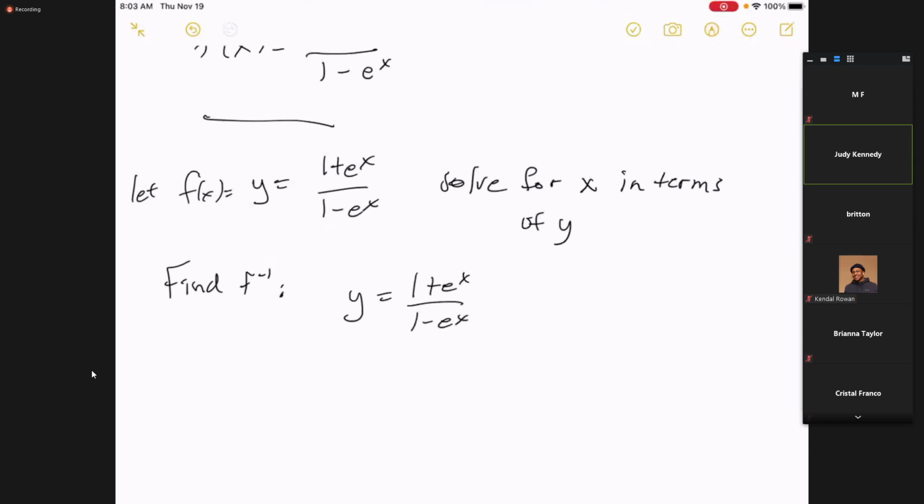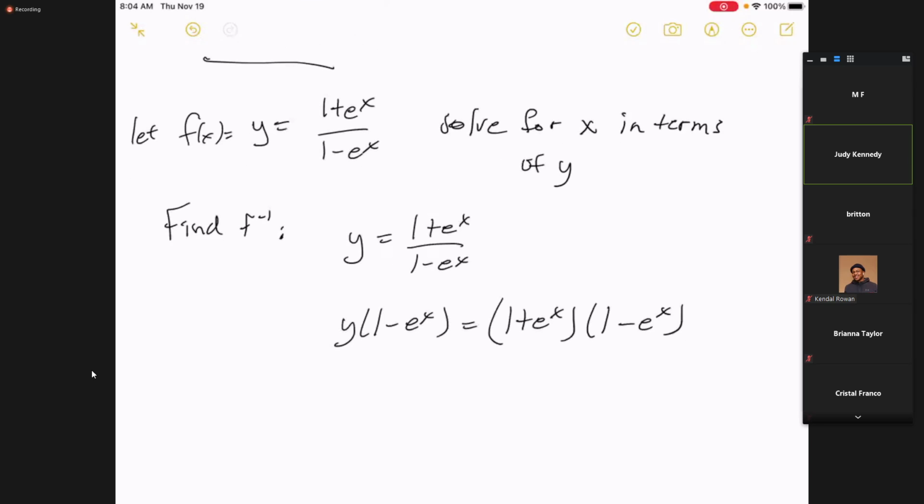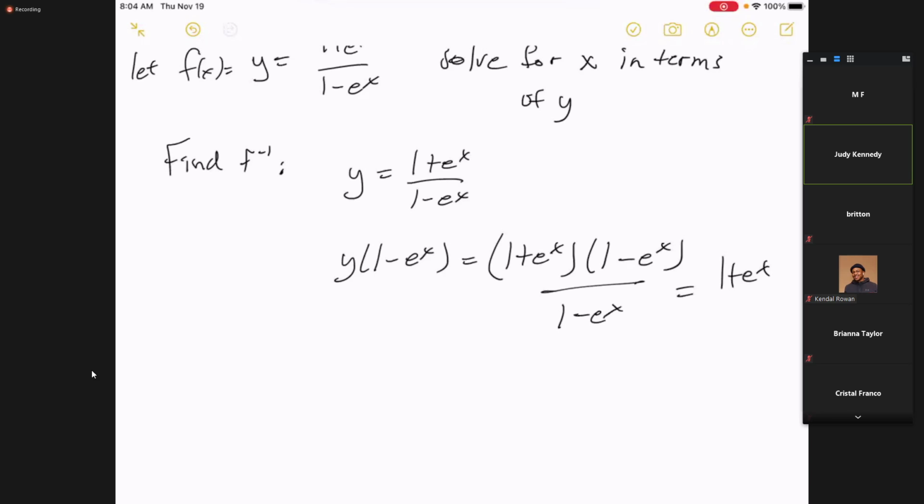Okay, so how am I going to do that? Well, what you do depends on what function you are given. Let's see, I'm going to multiply both sides by 1 minus e to the x. Excuse me. So that'll give me y times (1 minus e to the x) is (1 plus e to the x) times (1 minus e to the x). No, excuse me. Sorry, that's not right. The 1 minus e to the x cancels. Well, all right. So just write that. There. Okay. So now we have y times (1 minus e to the x) is 1 plus e to the x. And now I'm going to expand this side. So y minus y e to the x is equal to 1 plus e to the x.